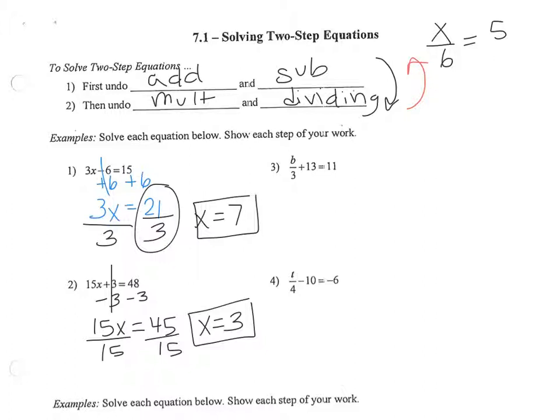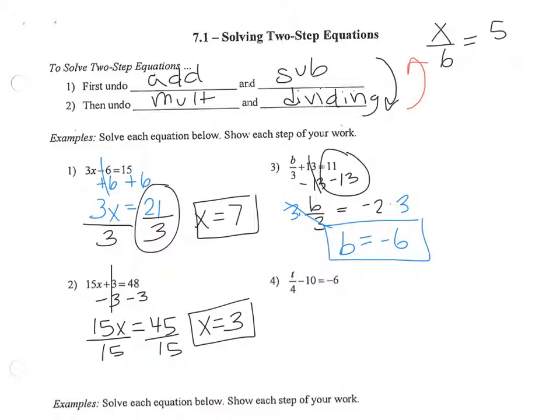The third problem, it's b divided by 3 plus 13. So you need to subtract 13 first. These cancel out. Now rewrite b divided by 3 equals negative 2. So to solve, you multiply both sides by 3. These cancel out. b equals negative 6.